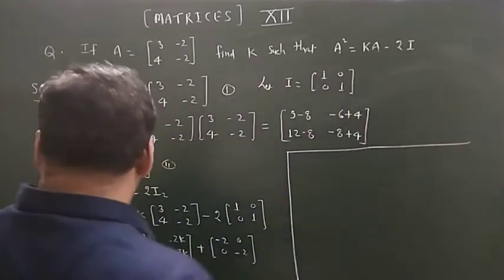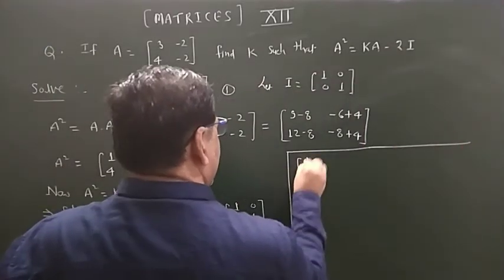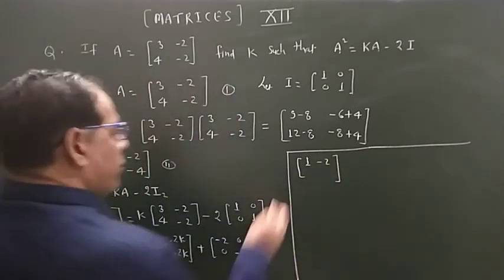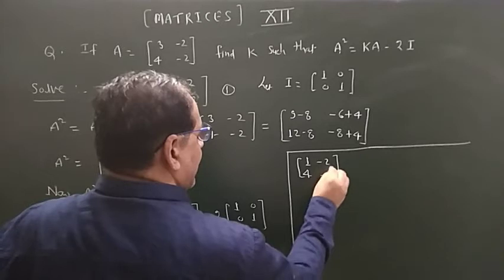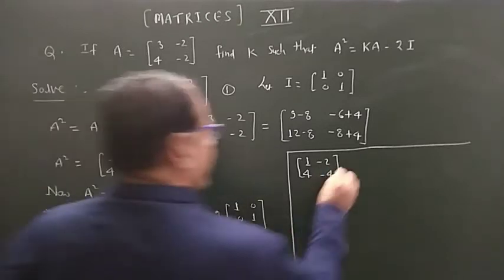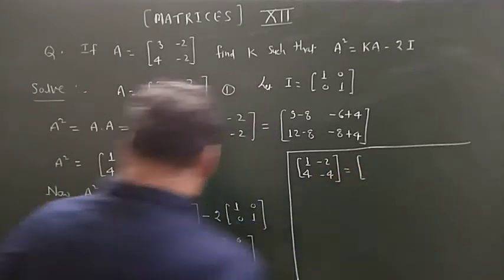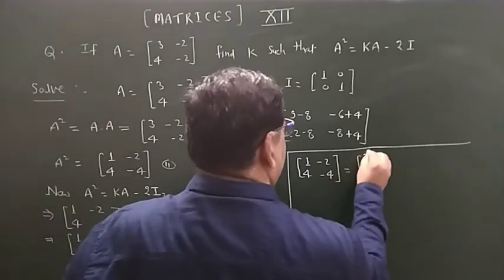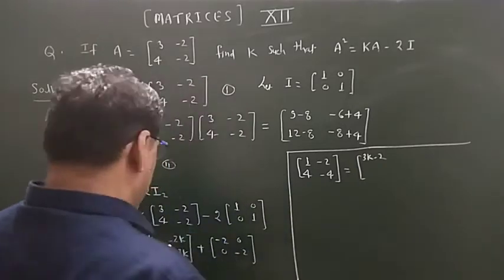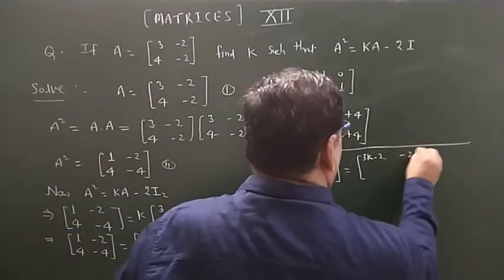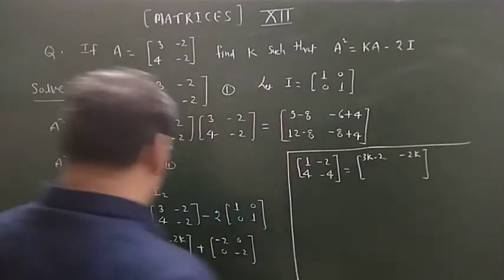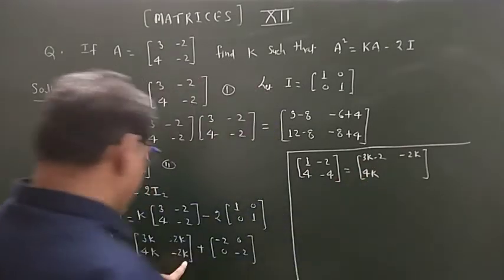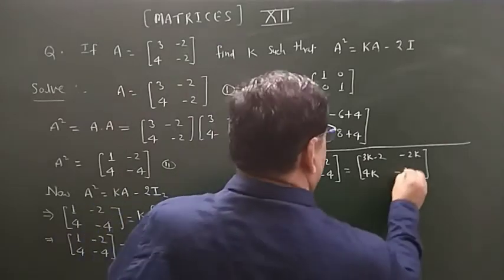Now the next term, 1 minus 2, 4 minus 1 is equal to the addition of these matrices, which becomes 3k minus 2, minus 2k, 4k, minus 2k minus 2.